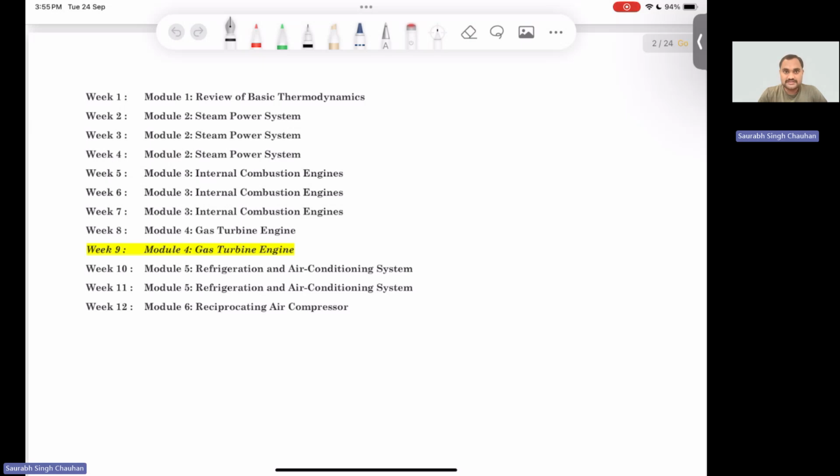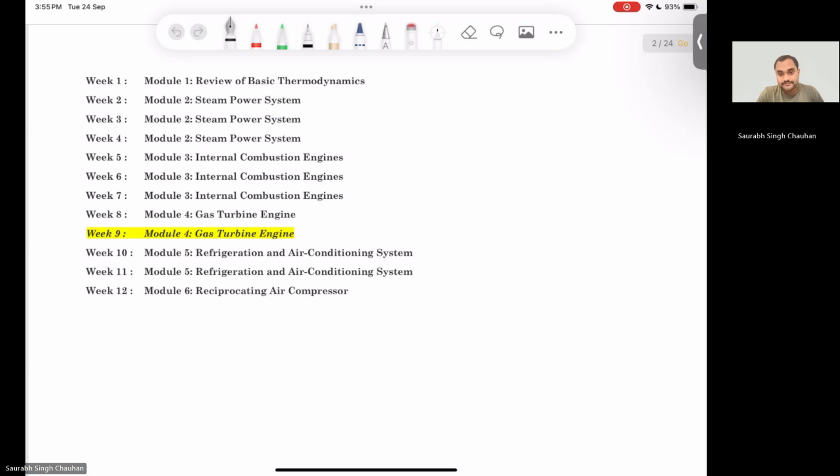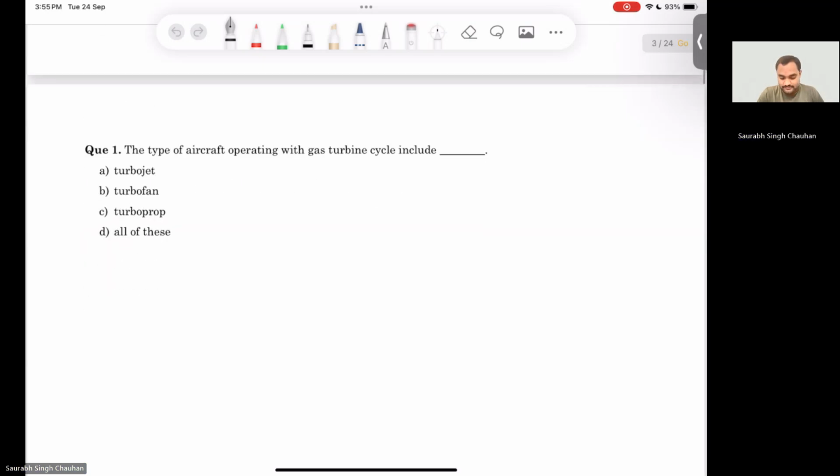In today's session, we will discuss some problems related to gas turbine cycles, specifically jet propulsion cycles. As we discussed, gas turbine engines are either used for power production or for the generation of thrust. In case of aircraft, these engines are mainly used for generation of thrust. So in today's session, we will solve some problems related to jet propulsion cycles. Let us begin with question number one.